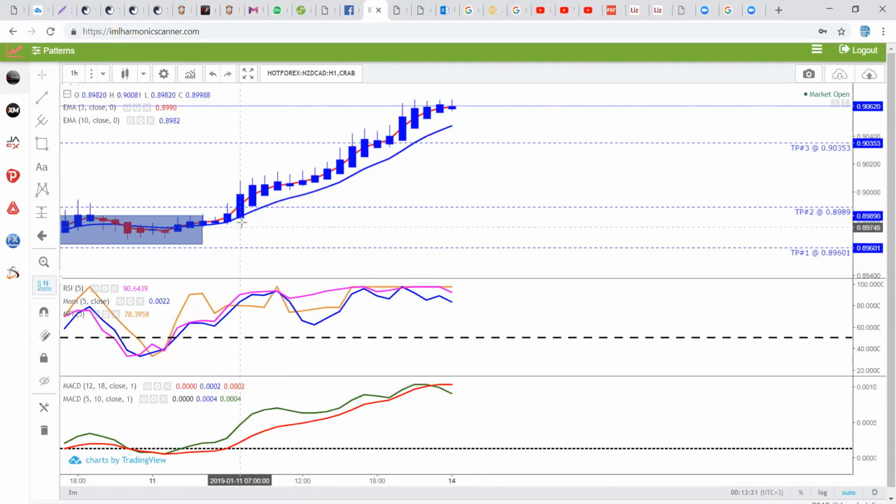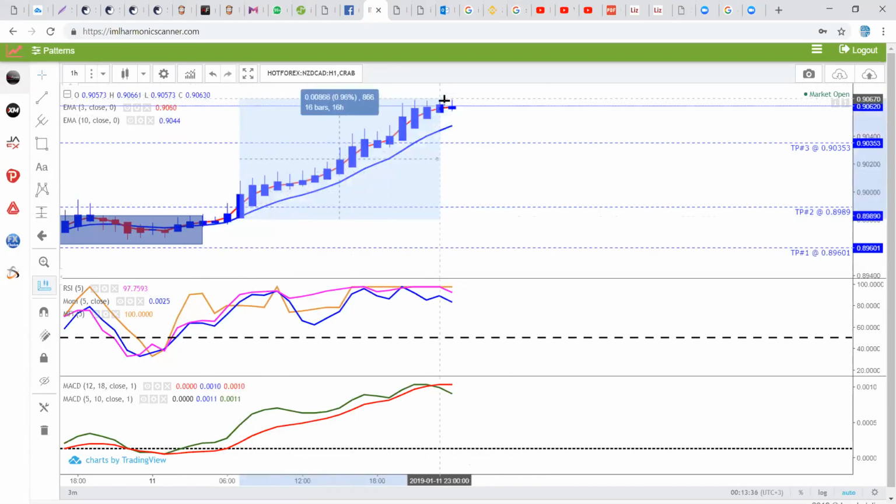How many pips did I enter here? Let's say I entered here when I saw this flat base. Though these three crossed around here, I did not see that breakout candle, so I'm waiting for somewhere here. So I entered here. How many pips so far? 83 pips.